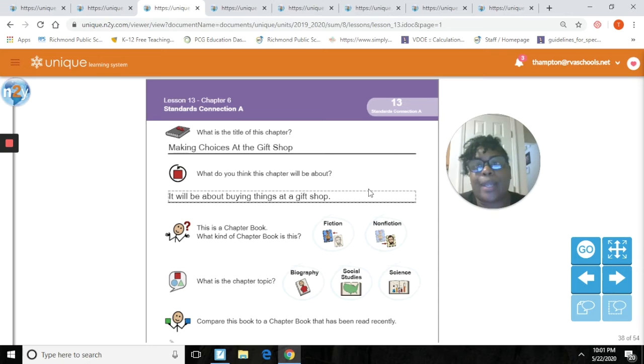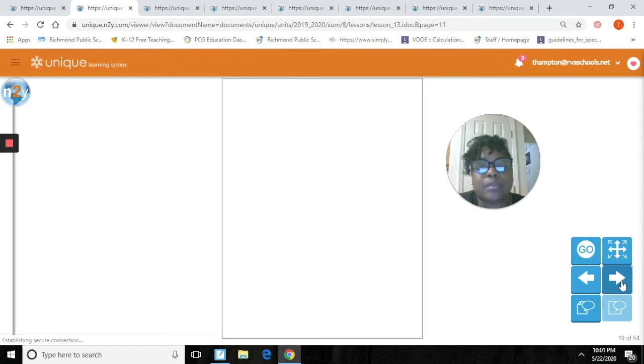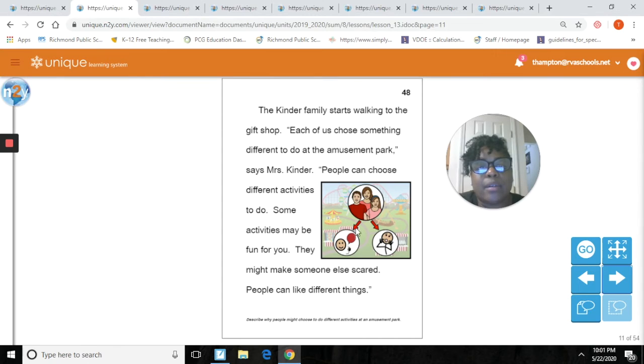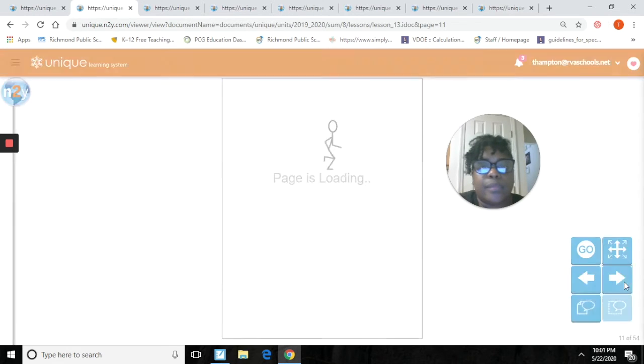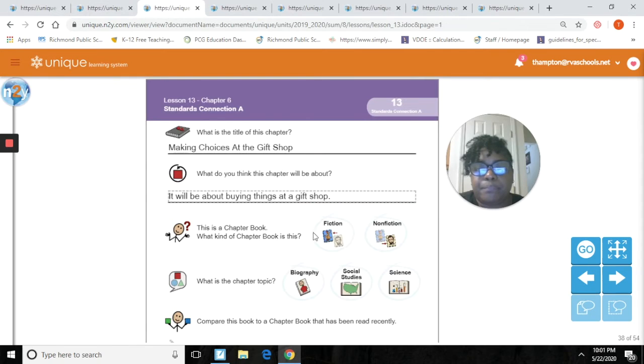So let's take a look at our book, okay? And let's walk through the pages. Now we see here that we have illustrations. Fiction books have illustrations in them, okay? All right, and we see another illustration. So this must be what kind of book? A fiction book, okay? All right, what is the chapter topic? Is it biography, social studies, or science? What do you think?